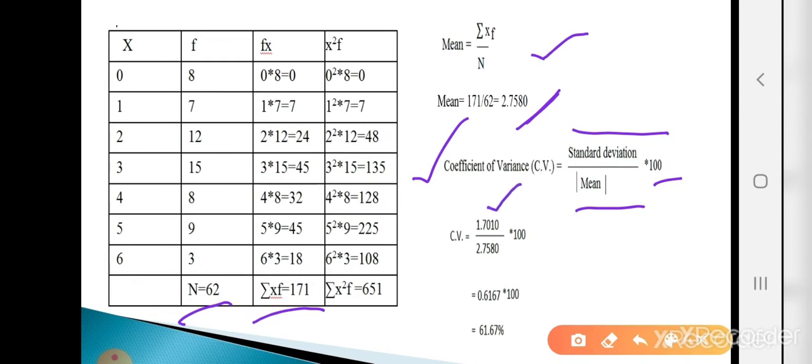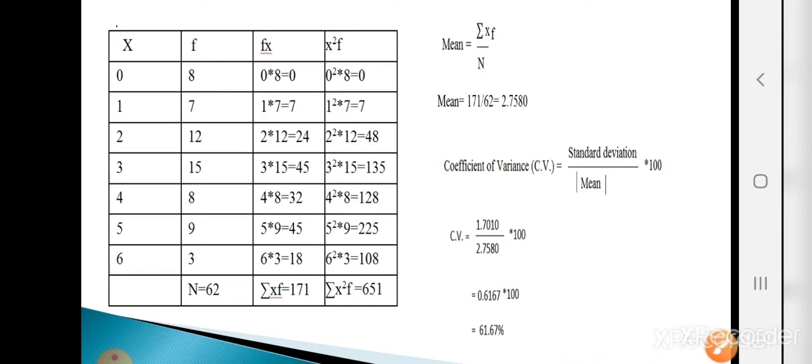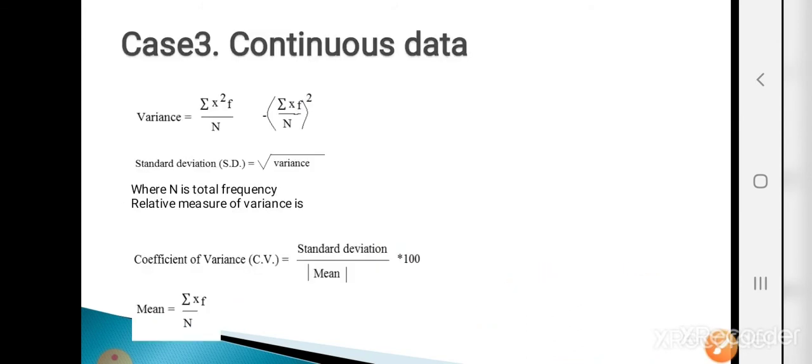Now just plug the value of standard deviation and mean in the formula of CV. So CV is equal to 1.7010 divided by 2.7580 multiplied by 100. Then 1.7010 divided by 2.7580 value is 0.6167, multiplied by 100, that is 61.67. CV is always denoted by percentage. So here the CV value is 61.67%.